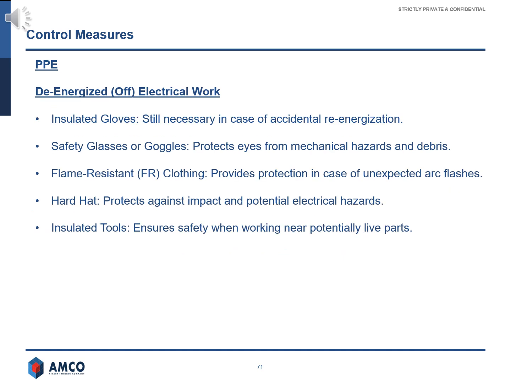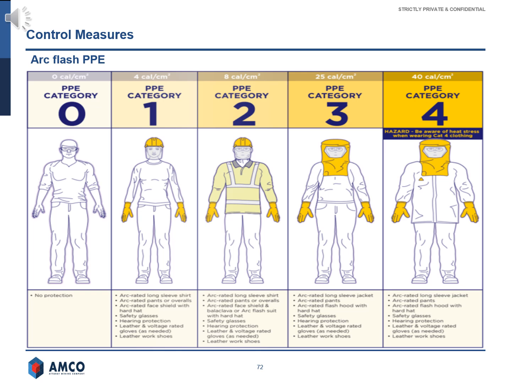De-energized, off, electrical work. Insulated gloves are still necessary in case of accidental re-energization. Safety glasses or goggles protect eyes from mechanical hazards and debris. Flame-resistant, FR, clothing provides protection in case of unexpected arc flashes. A hard hat protects against impact and potential electrical hazards. Insulated tools ensure safety when working near potentially live parts. Arc Flash PPE.